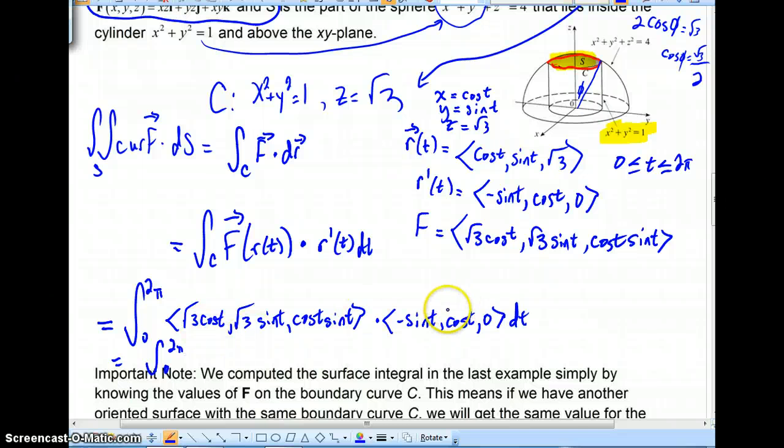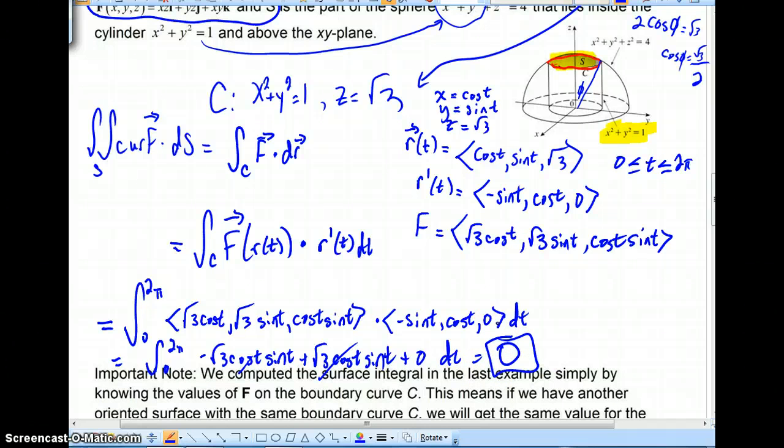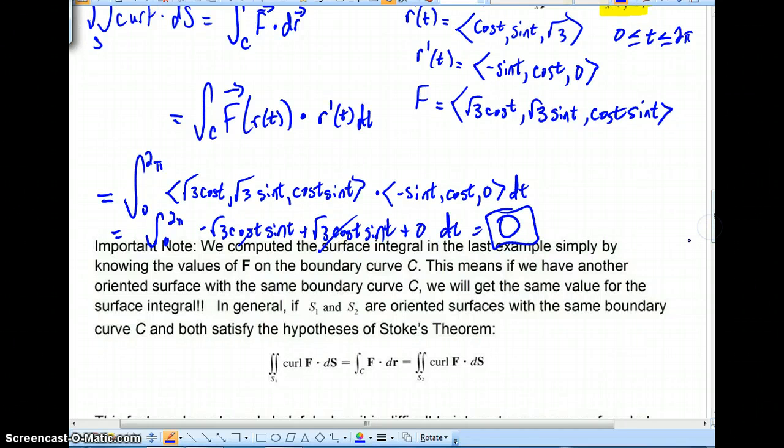Well, very quickly, if we work this all out, you would get negative radical 3 cosine of t sine of t for my first part of the dot product, plus, well, now I'll have positive radical 3 cosine of t sine of t. Hey, that's interesting. And now look at this very last part, our k components. We have 0 over here. That's just a 0. The integrand is going to collapse to 0. Integrating from 0 to 2 pi of 0 dt is just equal to 0. That's our final answer.